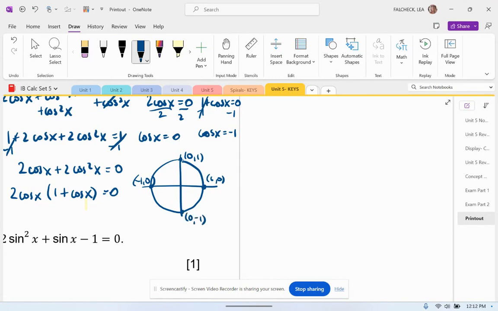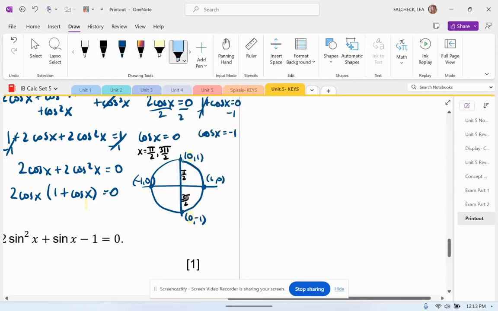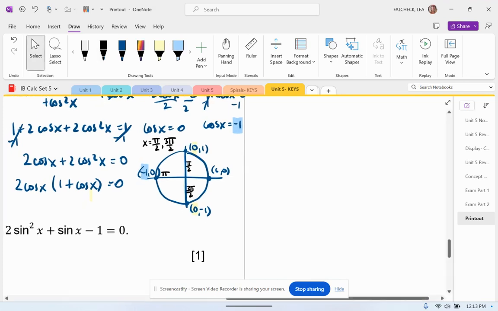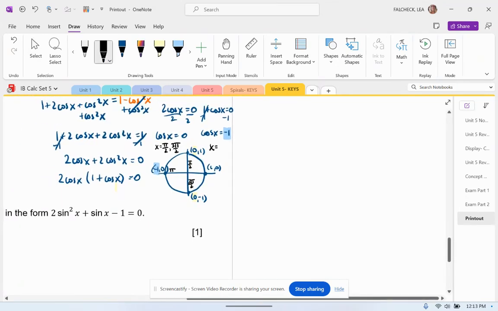Okay, so cosine x equals 0. I'm looking where the x coordinate is 0. X is cosine. That's going to happen at pi over 2 and 3 pi over 2. Okay, and then cosine of x equals negative 1. So I'm going to be looking for where x is negative 1. That's going to happen at pi. All right, cool. So now I have 3 possible solutions.